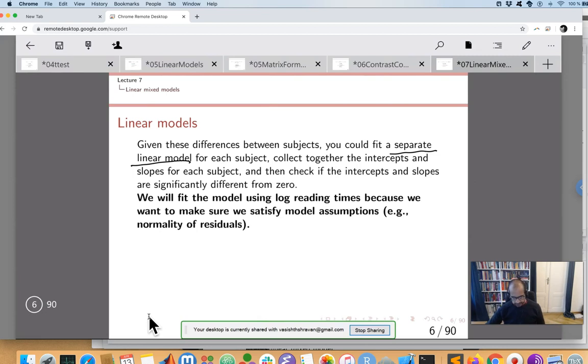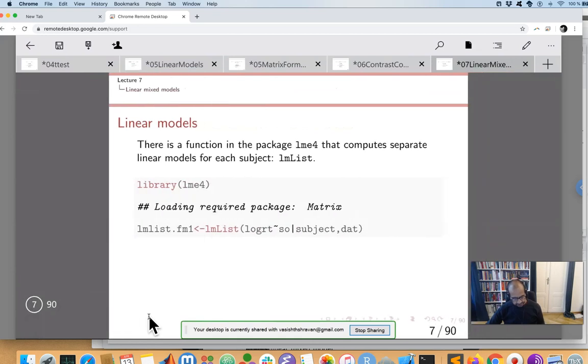We're going to do all this on log reading times, because I discussed earlier that we want to satisfy model assumptions. It turns out that there is a function in the lme4 package that allows you to do this kind of modeling, fitting a separate linear model for each subject. Of course, you could do this by hand. What you could do is write a for loop. Well, let me just do this.